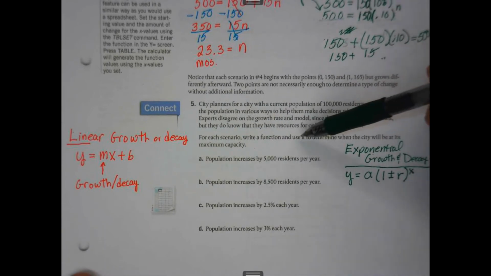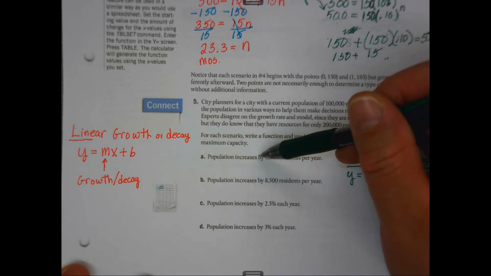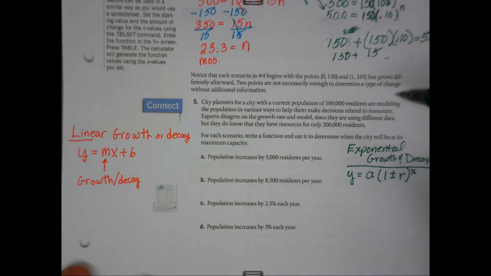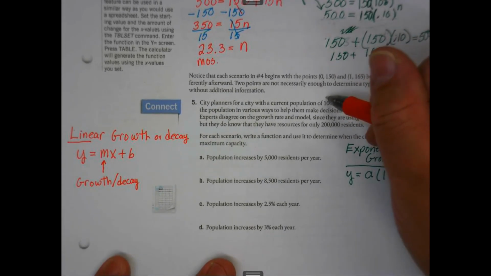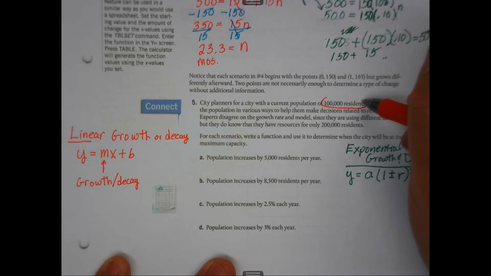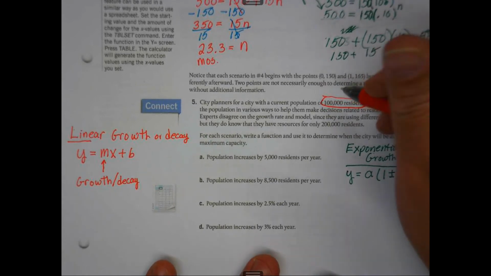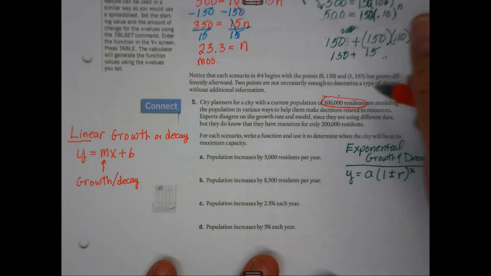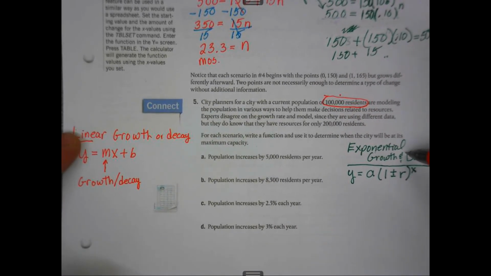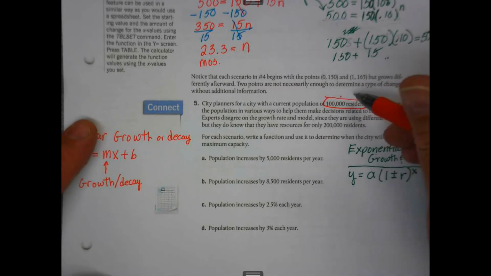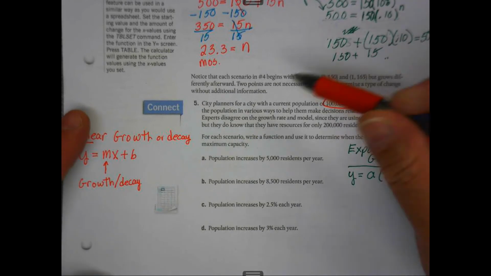Okay, write a function. So I'm going to use these two functions. Population increases by 5,000 residents per year. Okay, let's see what we got here. We have 1,000 residents. Now we don't know whether it's linear or exponential. So we got 1,000 residents modeling the population in various ways to help them make decisions related to resources.